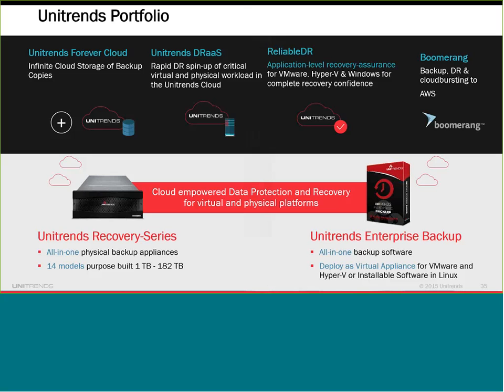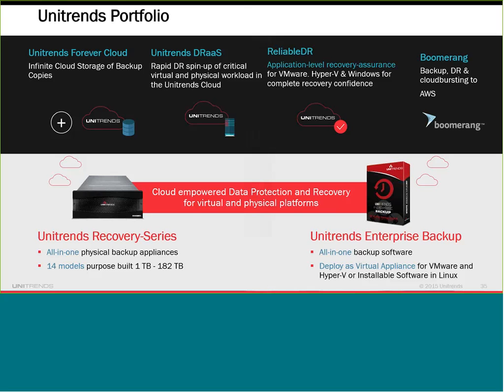I'm just going to touch briefly again on the Unitrends Cloud. Our cloud is available in 5 countries around the globe. We have data centers in the US, UK, Australia, Germany, and Canada. We currently have over 10 petabytes of data protected in that cloud today.